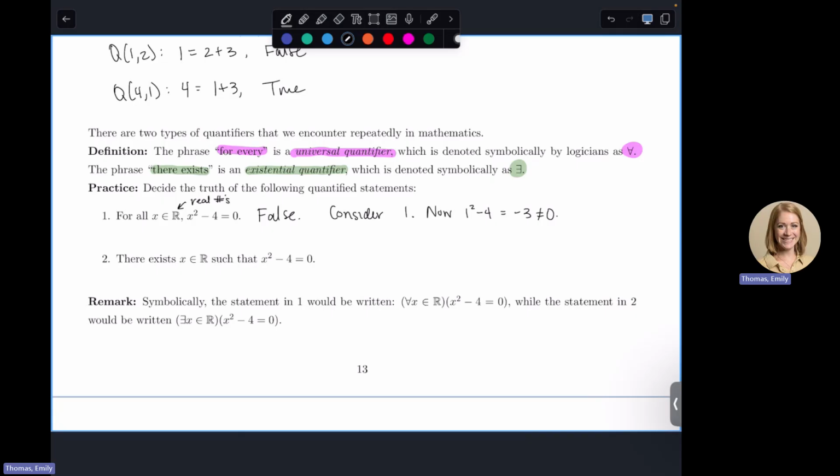Next, number 2, we have there exists an x in the real numbers. So there exists a real number x such that x squared minus 4 does equal 0. This is true. How do we know? Find out which thing it is. Which thing is it? Or which things?